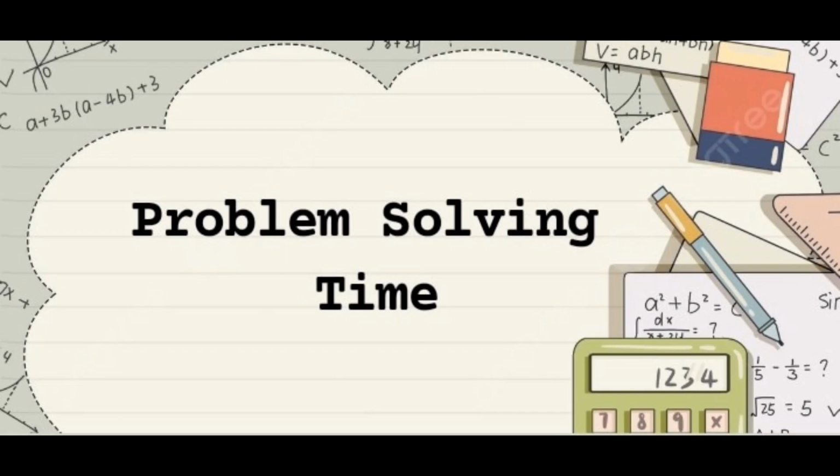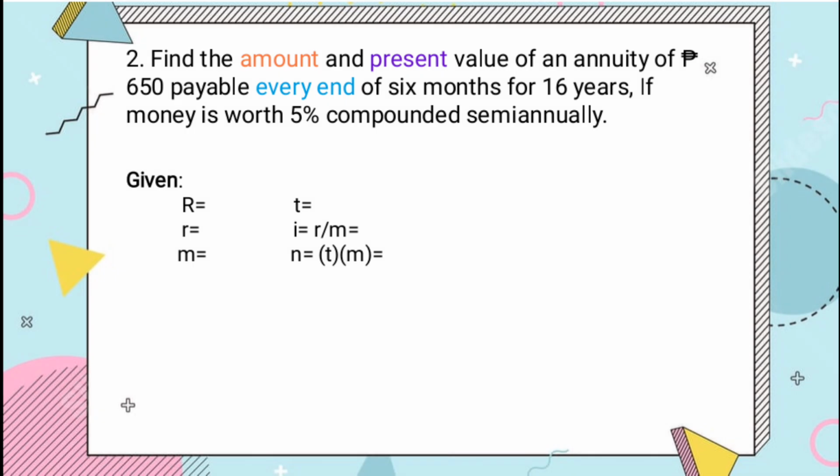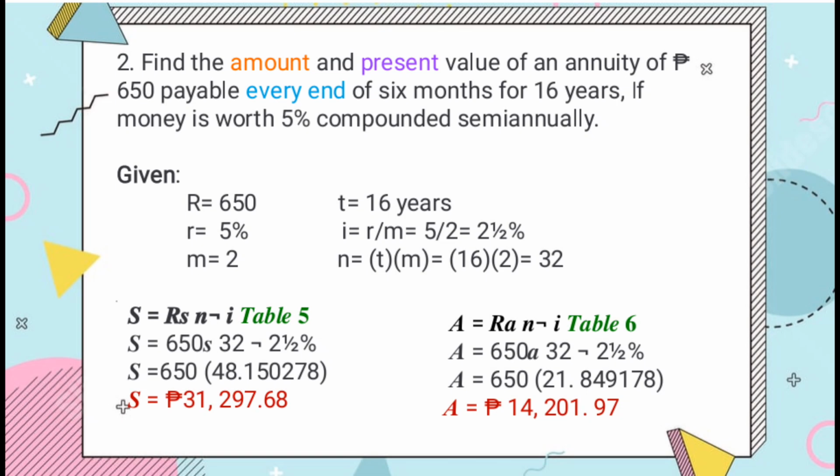Let's solve a problem. Find the amount and present value of an annuity of 650 pesos payable every end of 6 months for 16 years, if money is worth 5% compounded semi-annually. The given below is what you need to solve the amount and present value of an annuity. That is the complete solution, and I will explain it step by step.